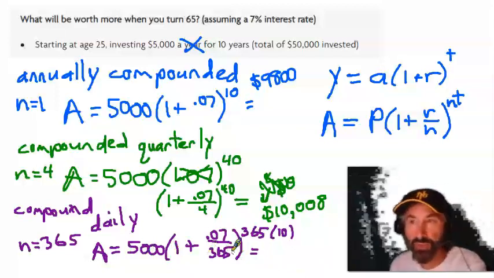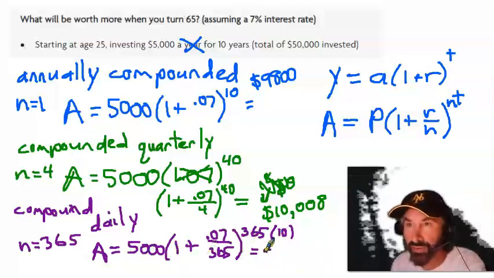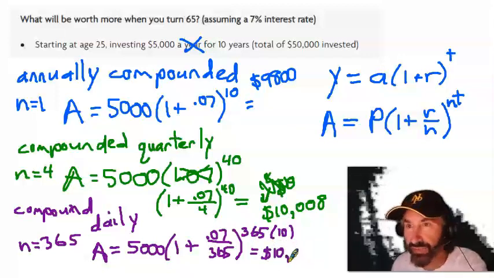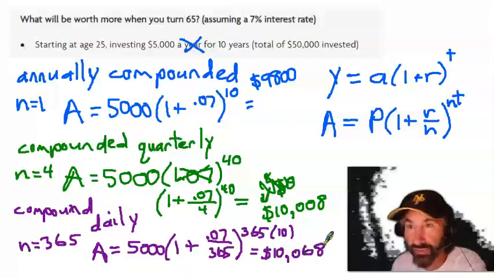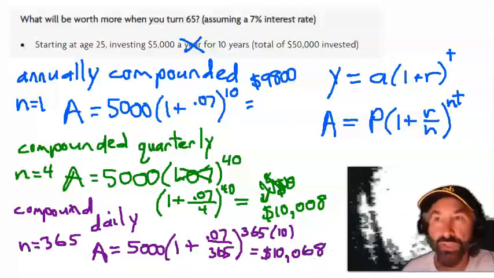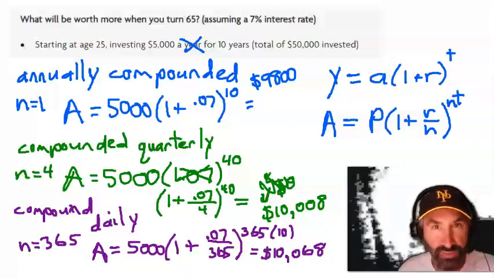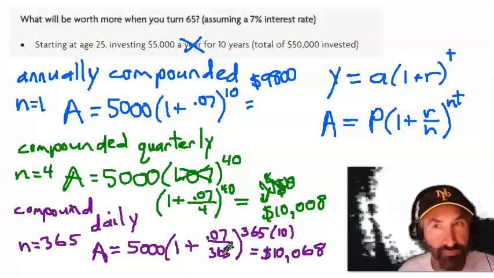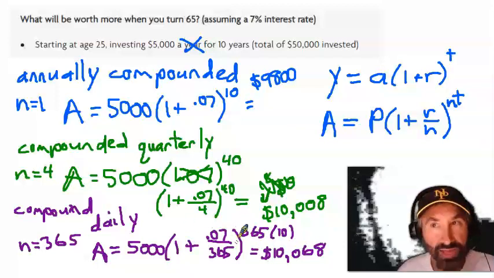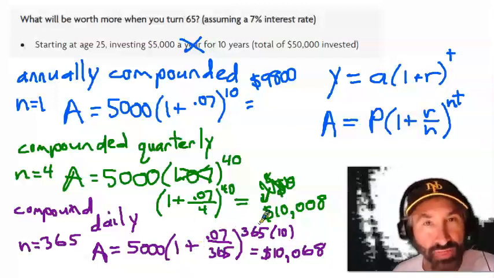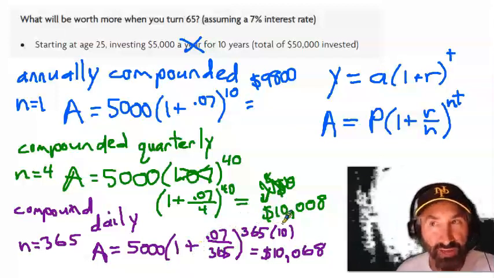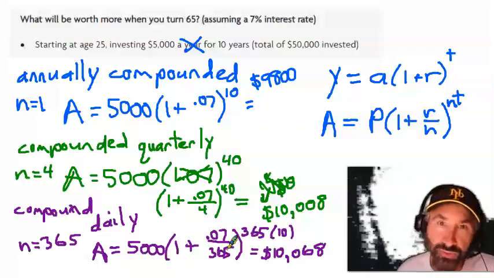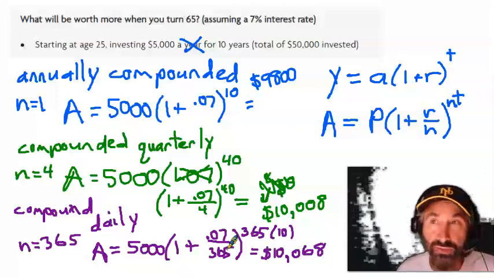Okay, so I ended up getting about 10,068, and that's dollars, and I'm hoping that's what you got. Just again to clarify the way I did this to get the right answer in the calculator, I did the 0.07 divided by 365 first, added the 1 to that, took that result, raised it to the power of 3,650, and then multiplied that result times 5,000. I hope that's what you did. And if not, I'd like you to go back and retry it so that you can get this right.